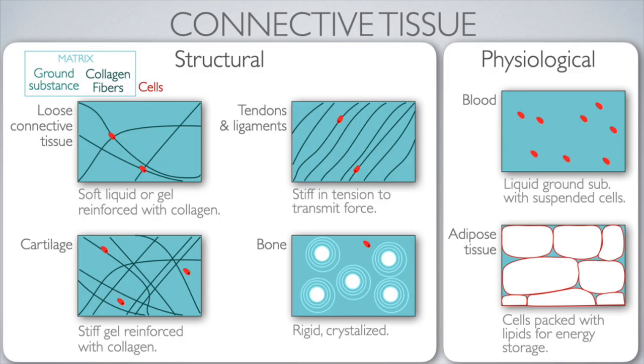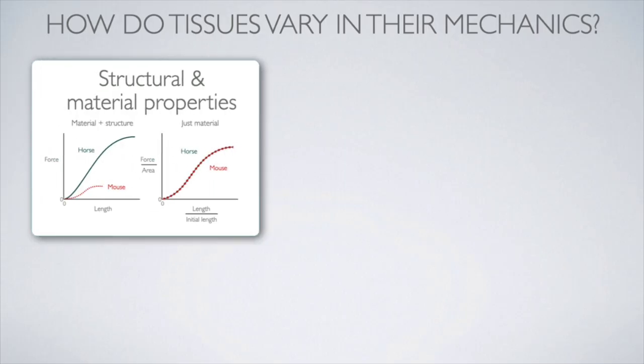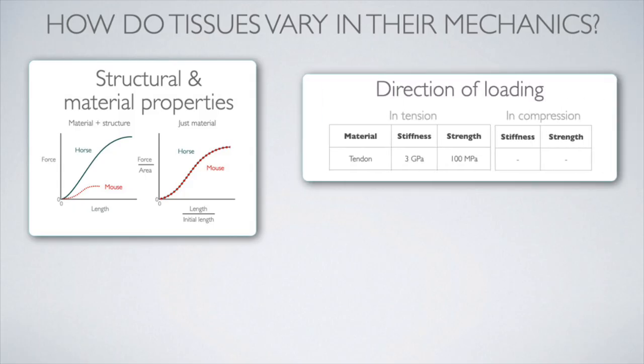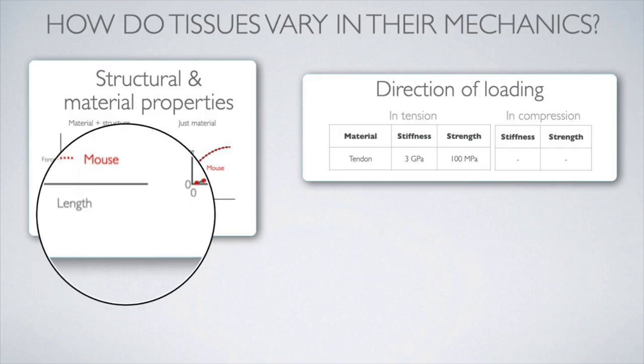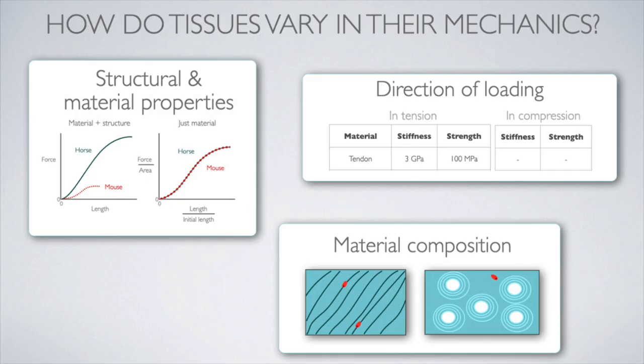All right, so the question for this lecture was, how do tissues vary in their mechanics? We have this toolkit of doing materials testing to separate structural and material properties. This, by the way, should be a change in length on the x-axis in these two graphs. There's a little typo there. We have the direction of loading being an important distinguisher between different types of material properties, and those material properties are a reflection of the material composition of that tissue.